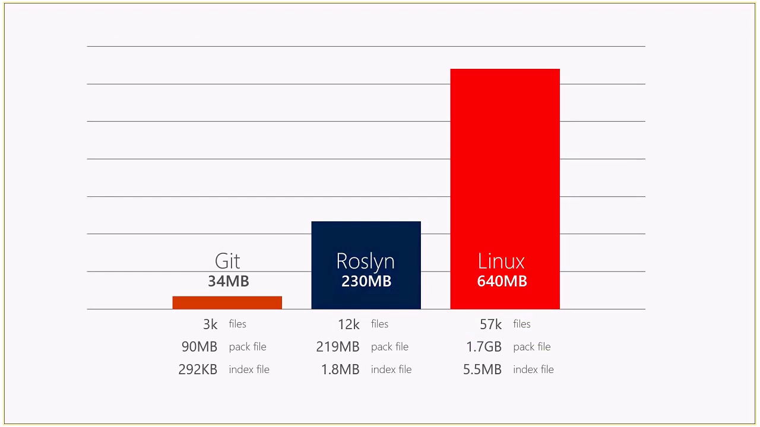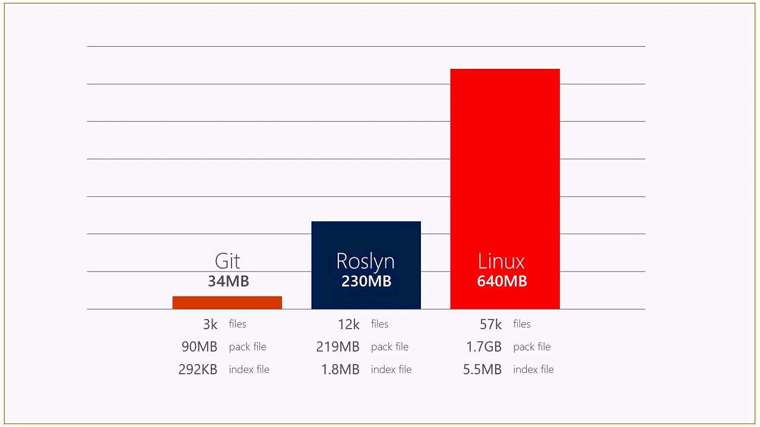So just a short, quick history lesson here. Git was written by a guy named Linus Torvalds. He built the Linux kernel as well, and what he did was build Git to help him build the Linux kernel. So if you look at the size of Git, 34 meg is the code base for Git. Our Roslyn compiler, 230 megabytes, and of course Linux, 640 meg.